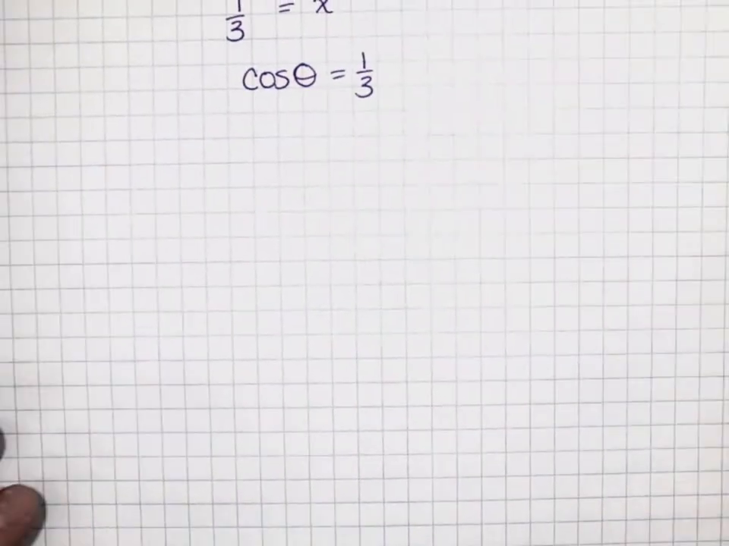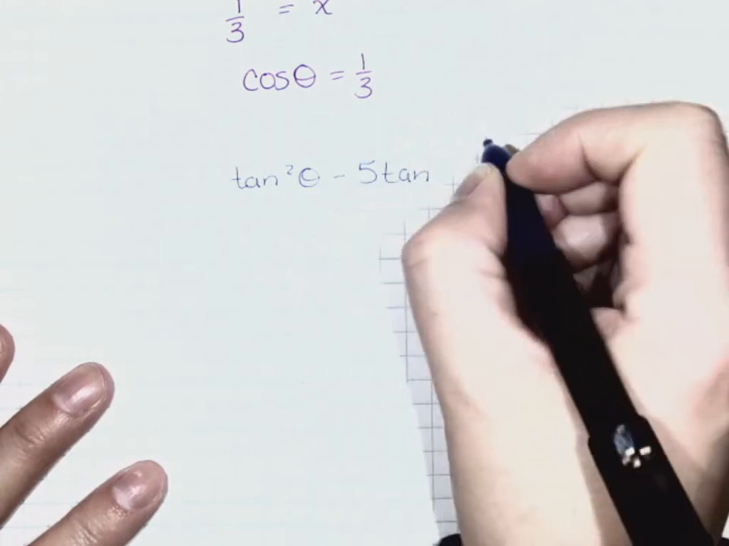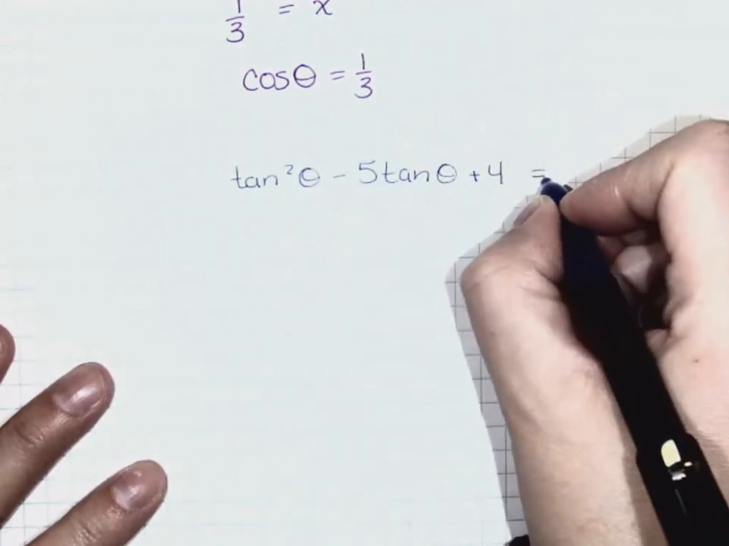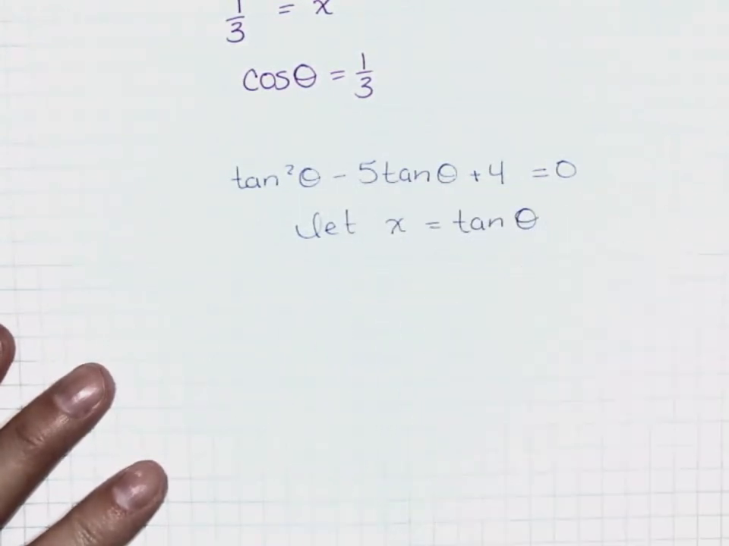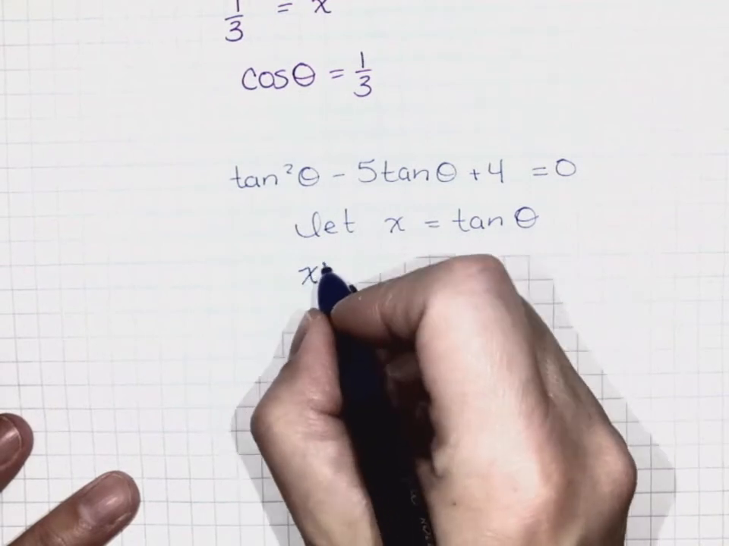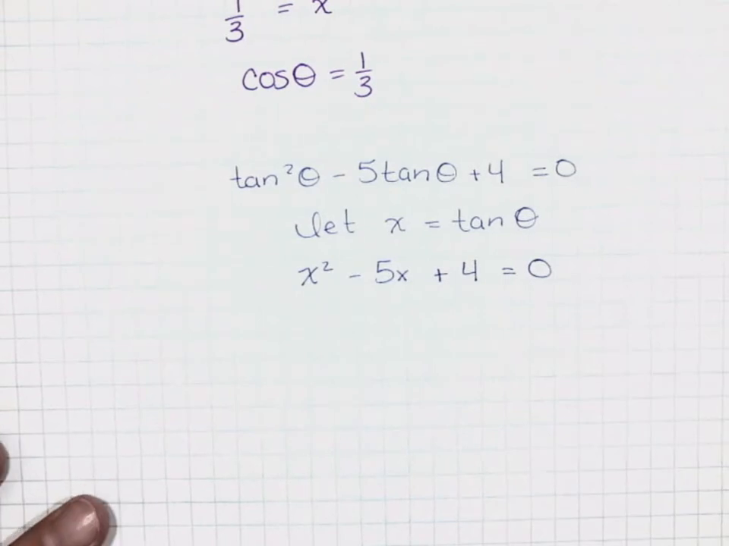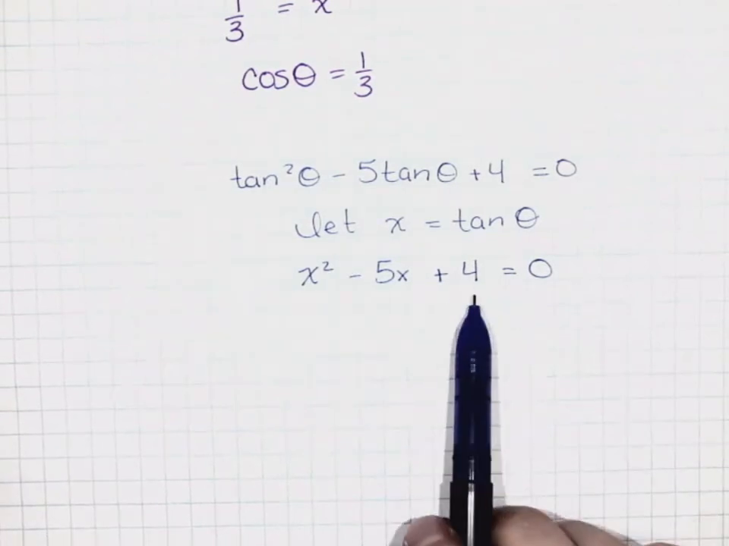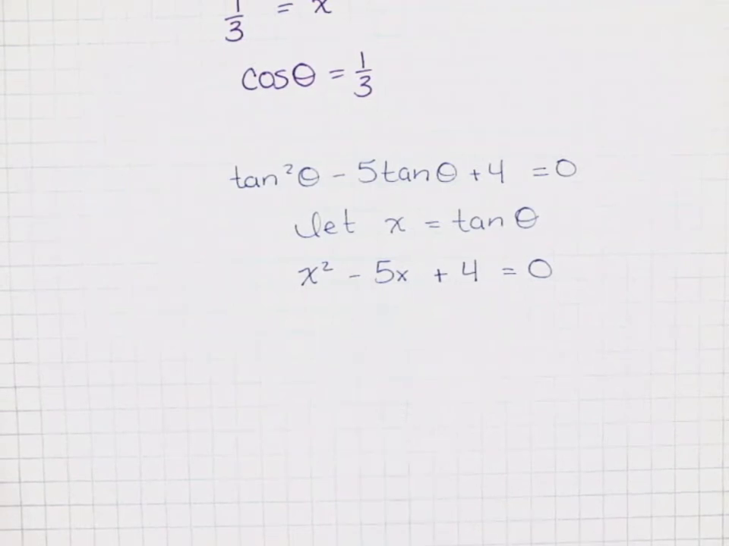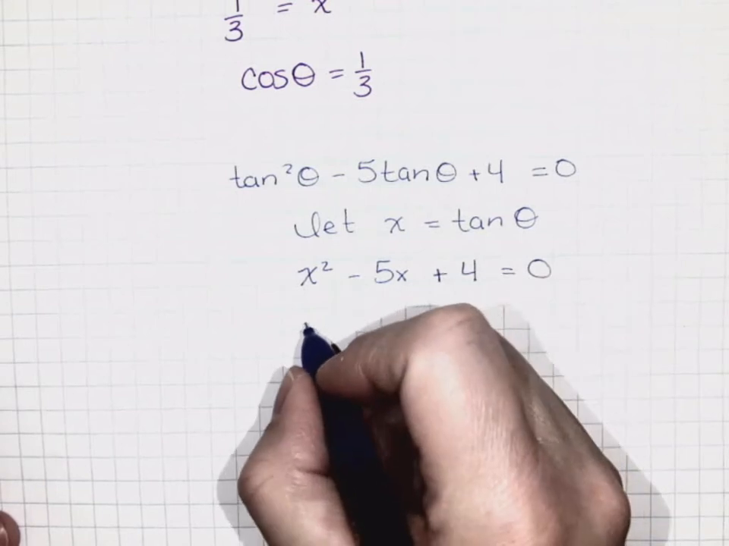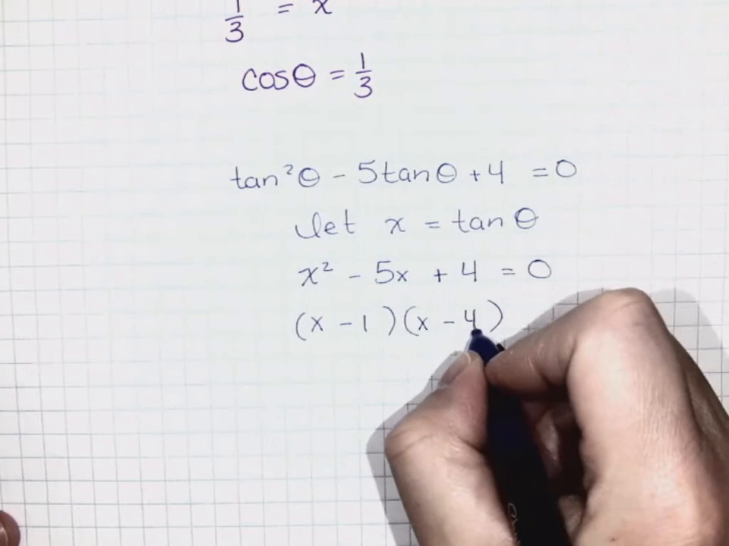Okay, let's go here. So tan squared theta minus 5 tan theta plus 4 equals 0. So I'm going to say let x equal tan theta. So we're going to have x squared minus 5x plus 4 equals 0. What are the factors of +4 that will add to -5? -1 and -4. So two binomials start with x's. One's going to be -1, -4.